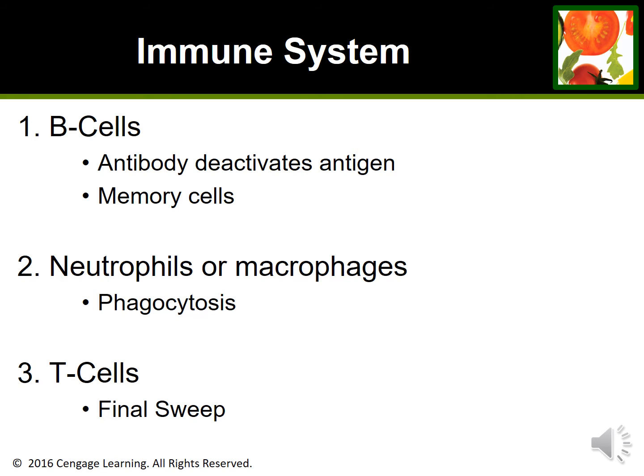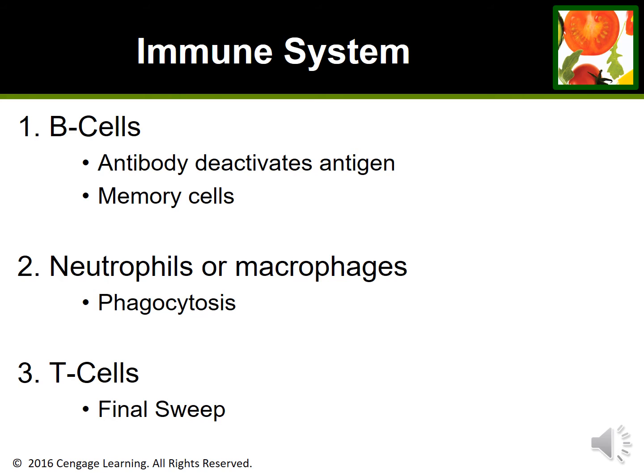Now, after the antigen is deactivated, we can go ahead and destroy it. And we're going to do this through a process called phagocytosis. Phagocytosis is the process of engulfing something, engulfing a foreign body, and then destroying it, breaking it down. And if you remember, the two types of phagocytes that we have are neutrophils and macrophages. So they're going to be the ones that are going to perform the phagocytosis.